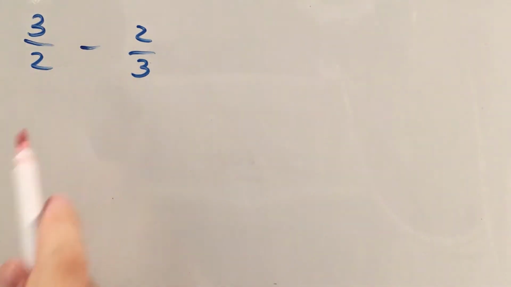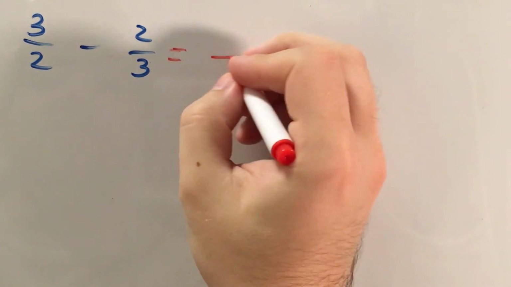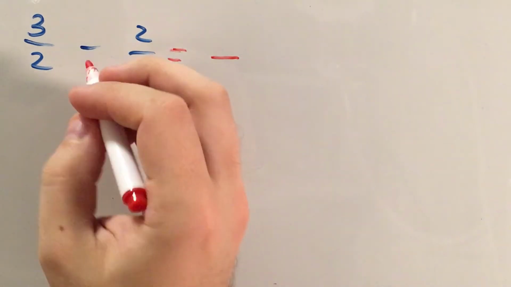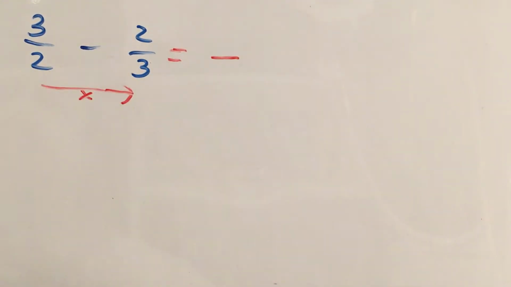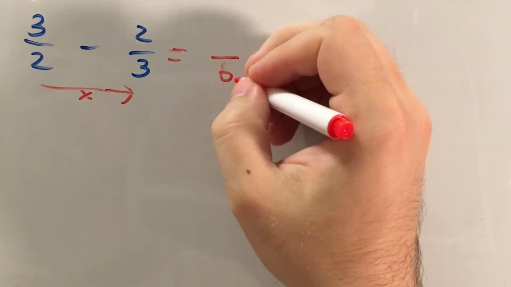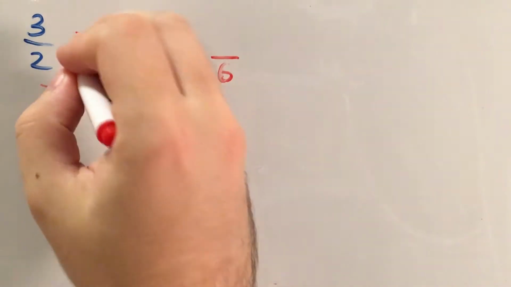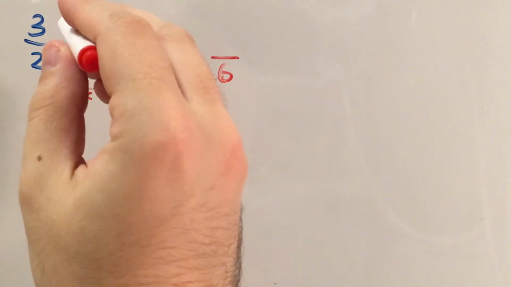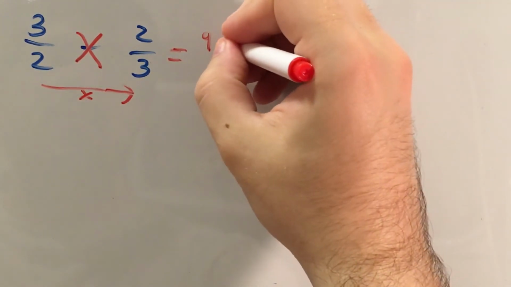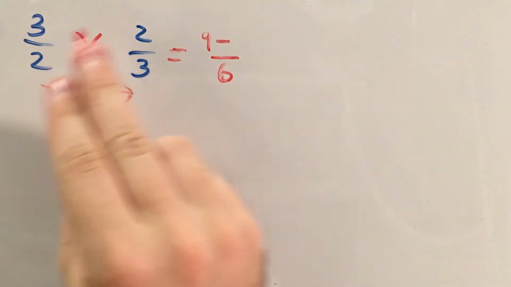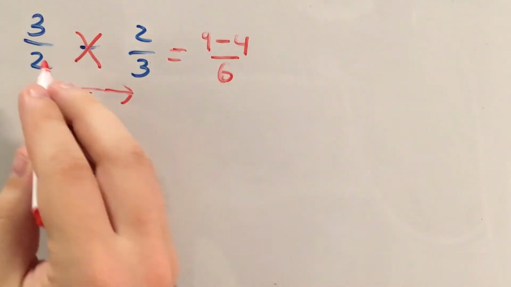So if I'm trying to figure out what 3 halves minus 2 thirds is, I'm going to think about my numerator and denominator separately, and I'm going to use a separate trick for each one. For my denominator, I'm going to just multiply the other two denominators. So 2 times 3 gives me 6. And now for my numerator, I'm actually going to cross multiply. This is 3 times 3, which is 9. I was subtracting the fraction, so I need to subtract 2 times 2, which is 4. So 3 times 3 gives me 9, 2 times 2 gives me 4.